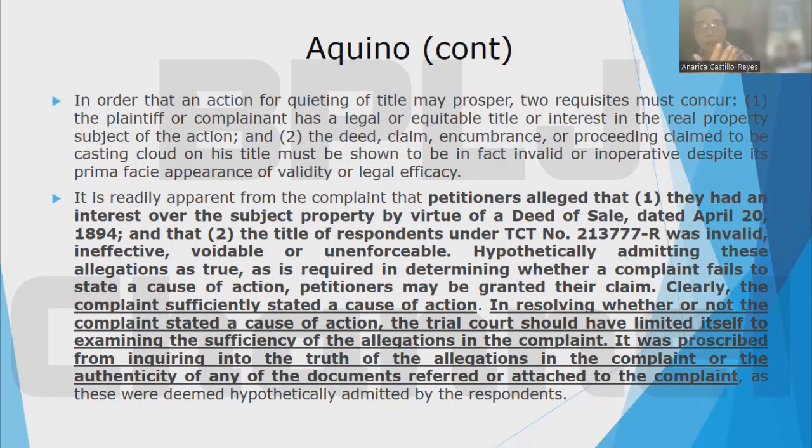Now, in lack of cause of action, okay, it refers to the insufficiency of the factual basis of the complaint after the court has already received evidence and the plaintiff already rested his case. So in this case, the basis for the dismissal of the action is a demurrer to evidence, which can be filed after the plaintiff has already rested his case.